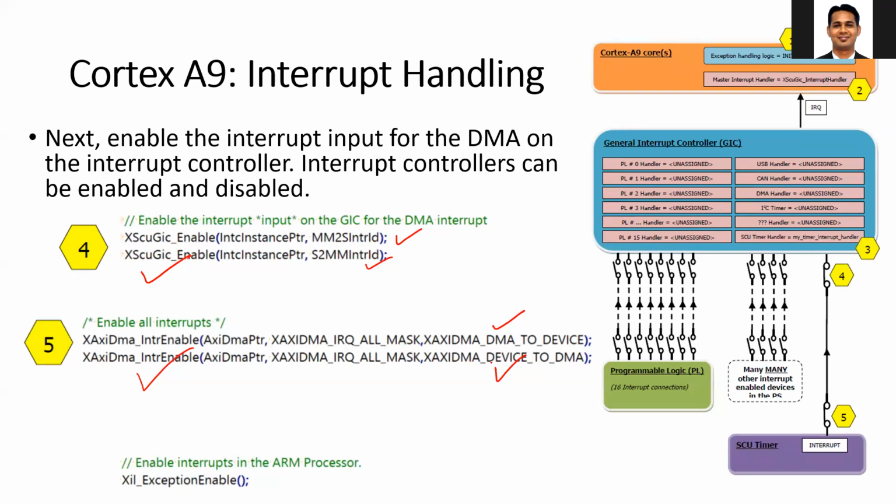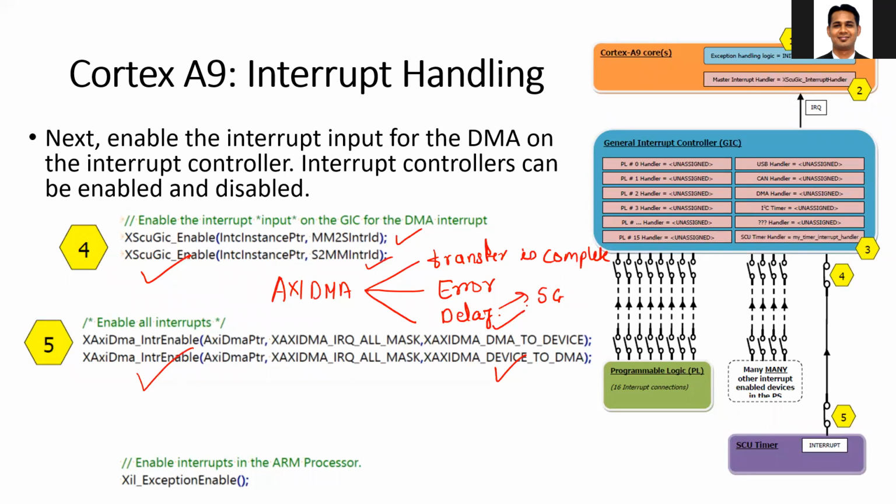Another important thing is that in case of the AXI DMA, it can generate interrupt in three cases. One is when the transfer is complete, then it generates the interrupt. Second, it generates the interrupt when there is an error. And third, it generates the interrupt because of some delay. This is used in the scatter gather mode, which we'll discuss later. So we have the option to enable only one interrupt, or only two interrupts, or all the interrupts.